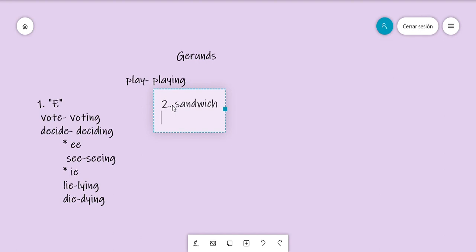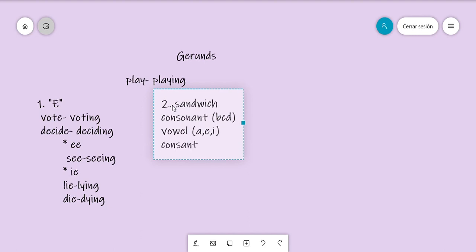This is when you have a consonant, like B, C, D, or whatever. After that you have a vowel, for example, A, E, I, and whatever. And after that you have again a consonant. Okay? So, this is when you have a consonant, vowel, consonant. What is the thing that I am trying to say? This is when you finish with these kinds of words.